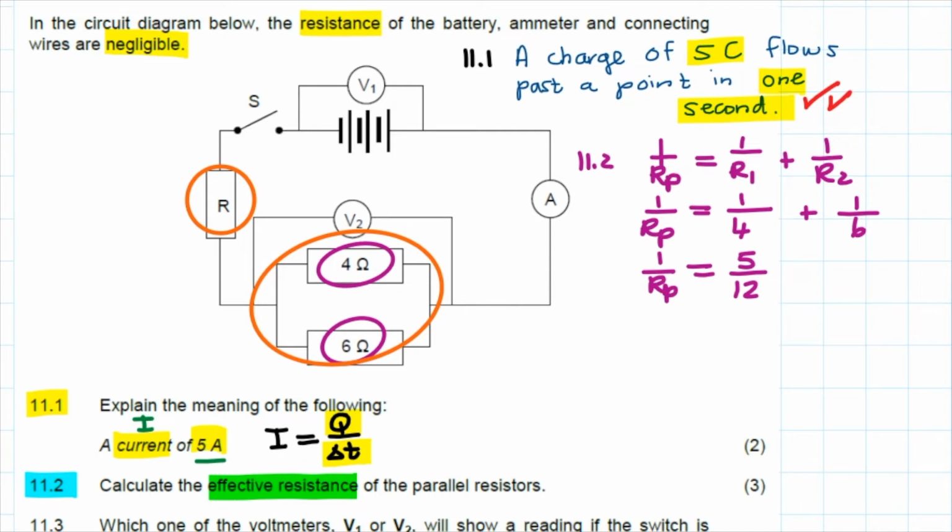So now we find the reciprocal and we say Rp is equal to 12 divided by 5. And when we put this into our calculators and find the answer in decimal form, we obtain a value of 2,4 ohms. For writing down the formula, you'll obtain 1 mark. For substituting, you obtain the next mark. And for the final answer with the correct SI unit, you obtain the last mark.